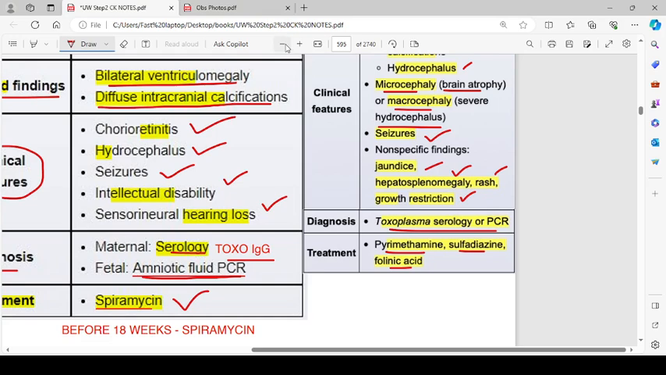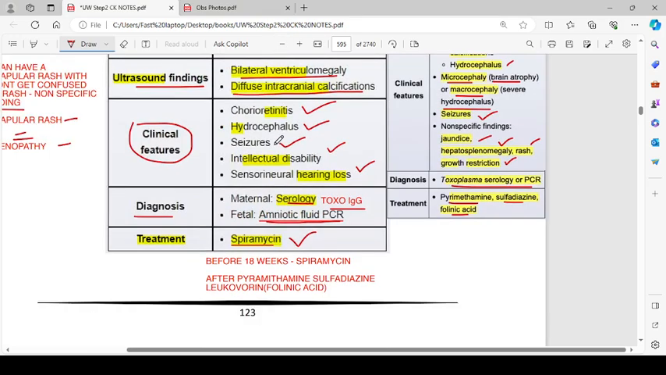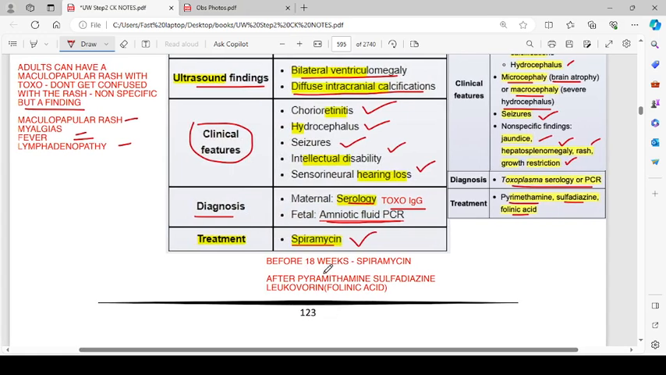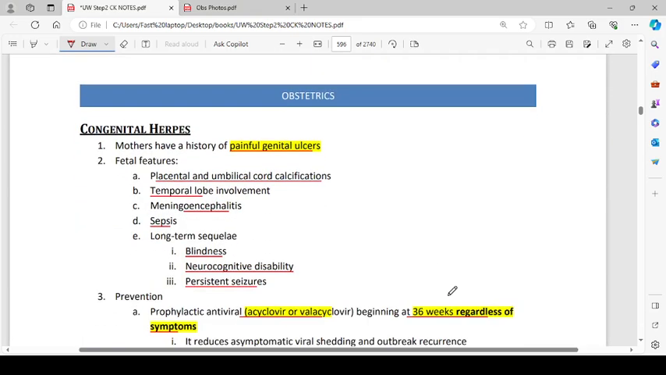Okay, so then we have before 18 weeks we give spiramycin. After that, we give pyrimethamine, sulfadiazine, and leucovorin, which is folinic acid basically, because the pyrimethamine and sulfadiazine decrease the folic acid level. So to combat that effect, we give folinic acid. Congenital herpes. So mothers have a history of painful genital ulcers.